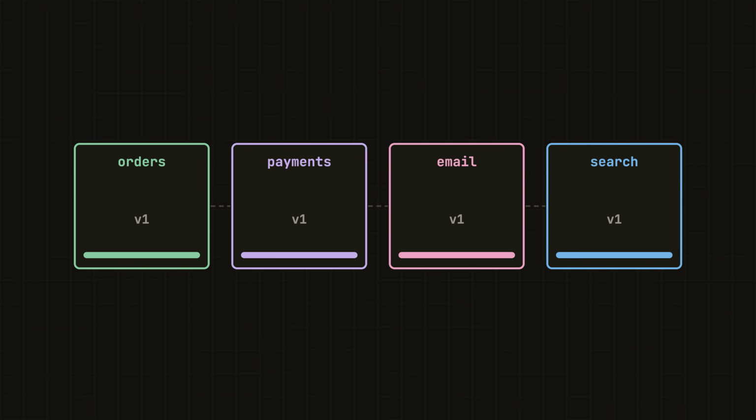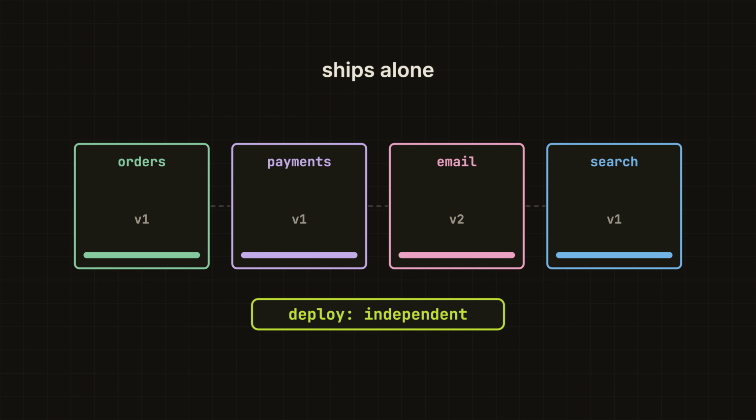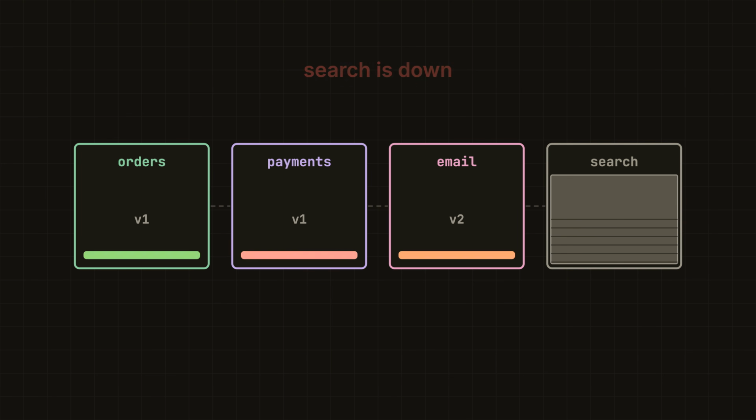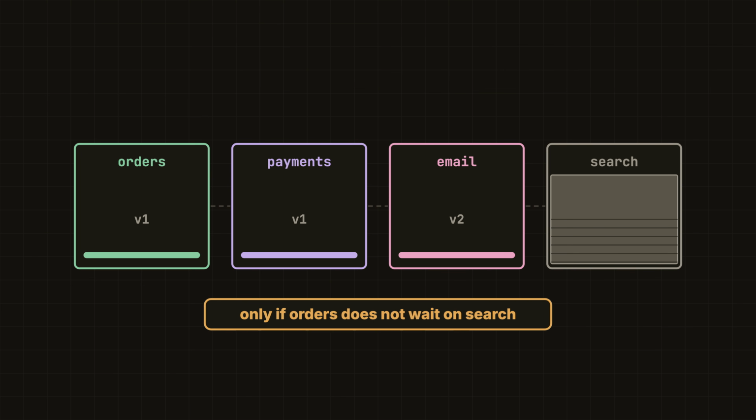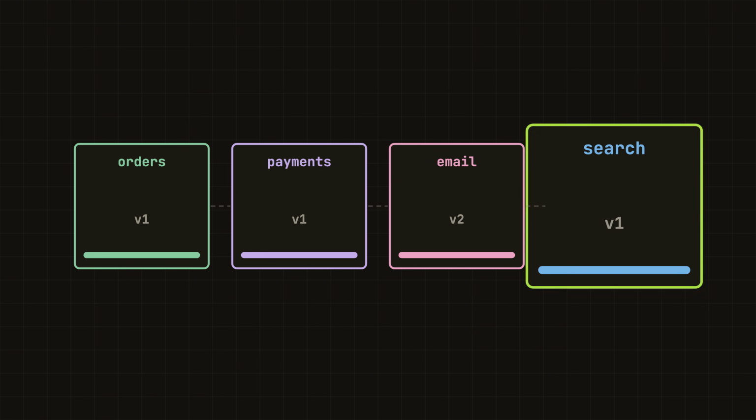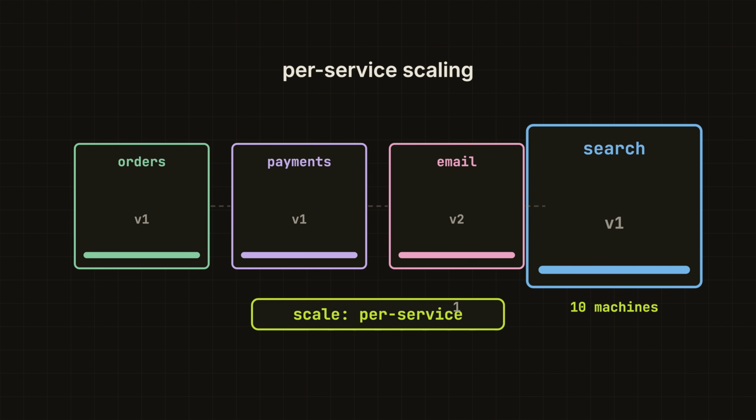Releasing. My email service ships when I am ready, and nobody else is in that queue. Failure. If search crashes, orders can keep taking money as long as orders does not sit there synchronously waiting on search. And we designed that boundary properly. It is not automatic. And scaling. Search is its own thing now. So search gets 10 machines and email gets 1. We pay for exactly what each part needs.